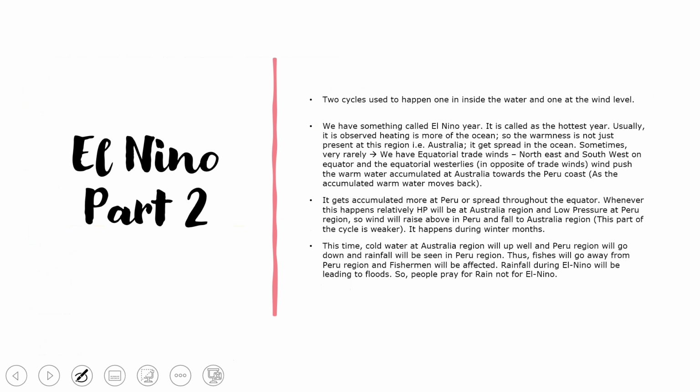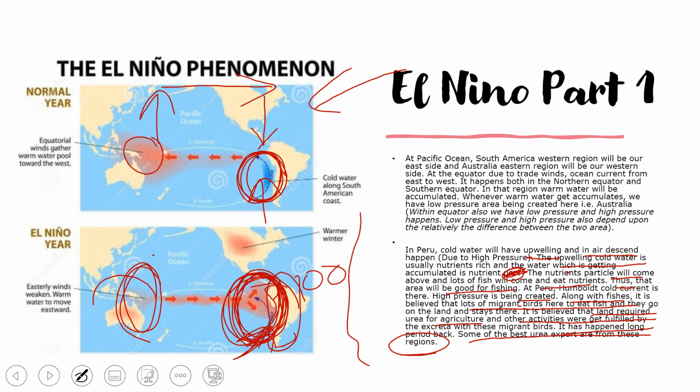So I have explained it here. Two cycles happen, one inside the water and one at the wind level. One cycle forms here and one forms inside the water. When the warm water accumulates here, it will move to the Peru zones, and in the Peru zones cold water will be raised. So one cycle is in the atmosphere and another cycle forms within the water.